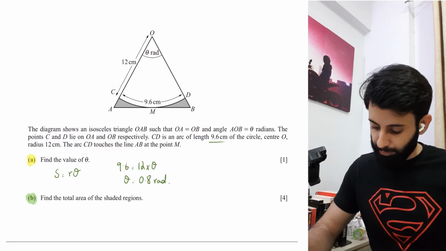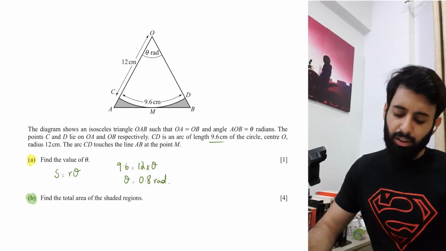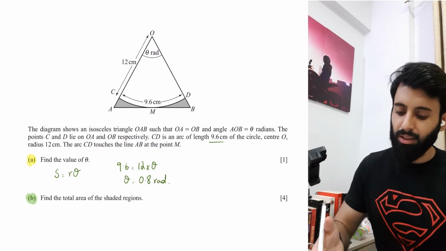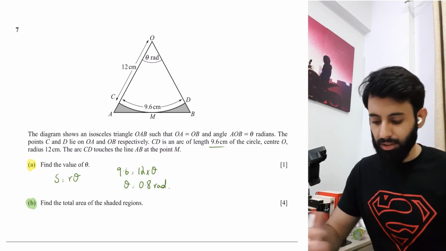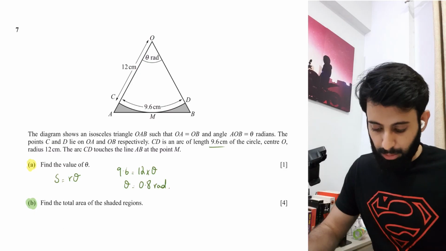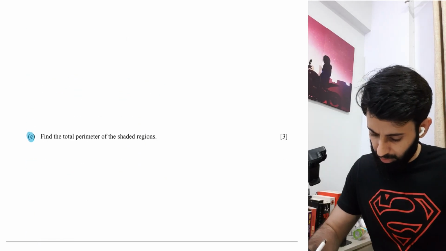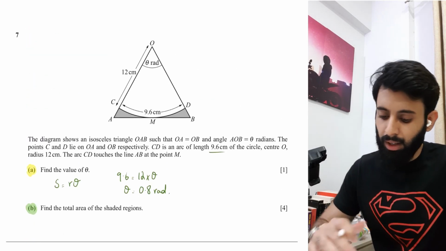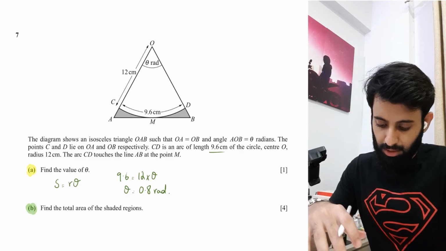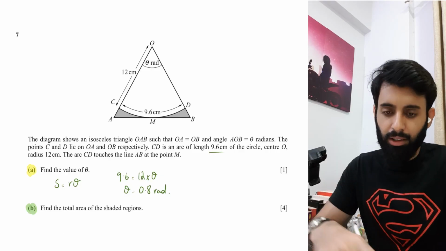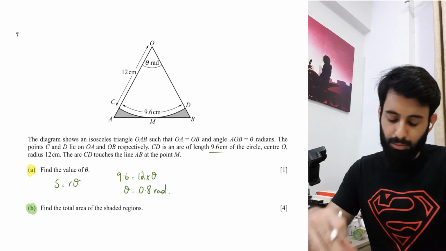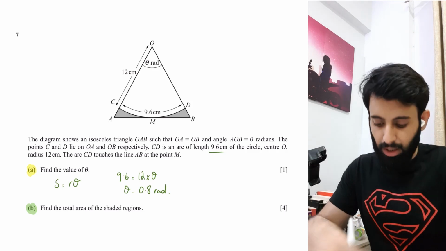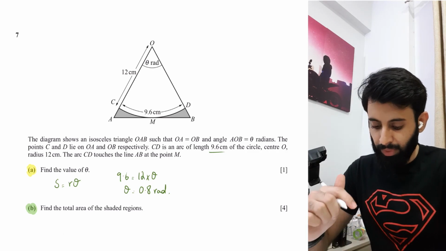Let's do part B. Now part B says find the total area of the shaded regions. This was kind of expected. It's quite predictable that if you have a shaded region, you will either be asked to find the area or the perimeter of it, or perhaps both. I think we have to find both. Yeah, we'll have to find both. And for a shape like this, I've mentioned in these notes what exactly you need to do in order to find the area or the perimeter when you have a shaded region that looks like this.